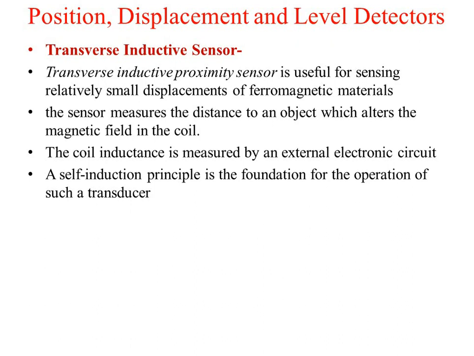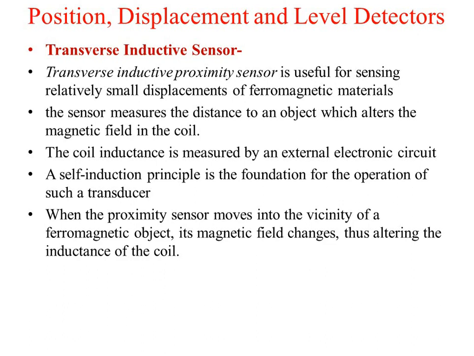You have to remember the concept of self inductance as well as mutual inductance that we have already seen in previous lectures. Please refer to the principles of sensors lecture, in which I have covered this self inductance concept. Whenever the proximity sensor moves into the vicinity of a ferromagnetic object, the magnetic field changes and this alters the inductance of the coil. So this is the principle of self inductance.